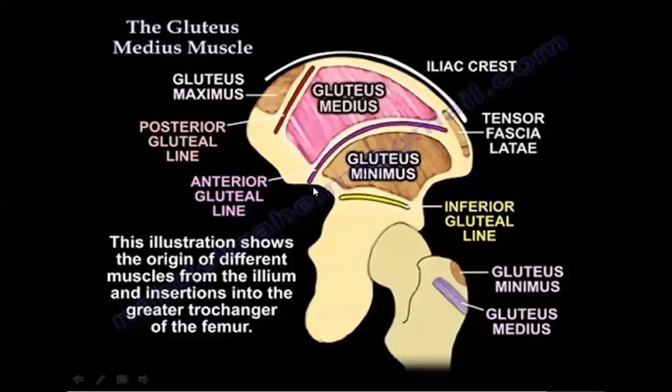Okay, so just look at this greater sciatic notch. The inferior gluteal line is traveling from the greater sciatic notch up to the anterior inferior iliac spine. The anterior gluteal line is from the greater sciatic notch up to the ventral segment of the iliac crest.